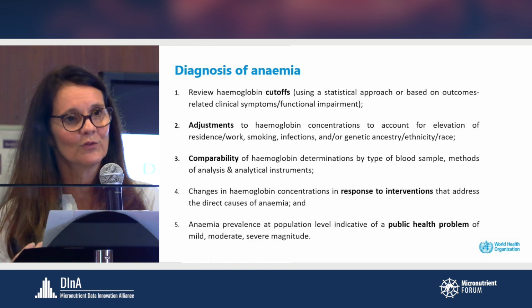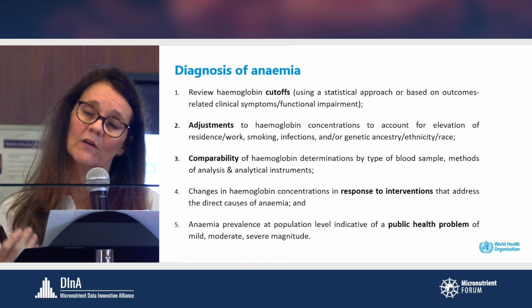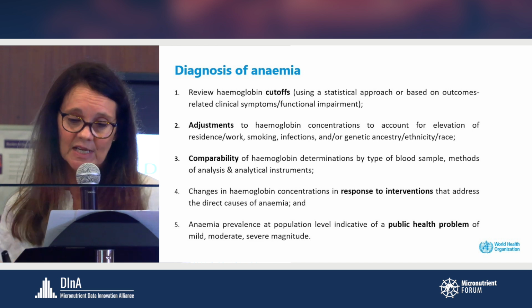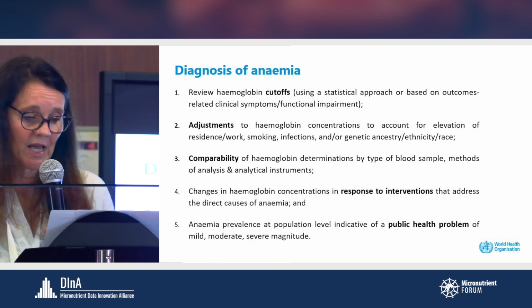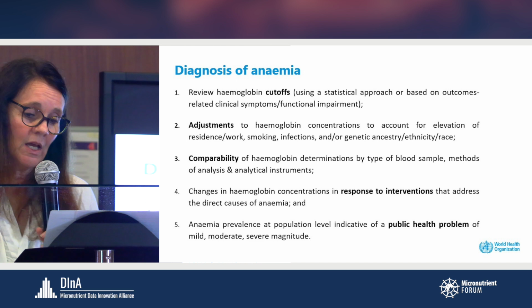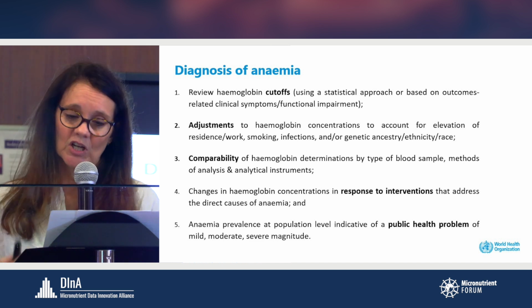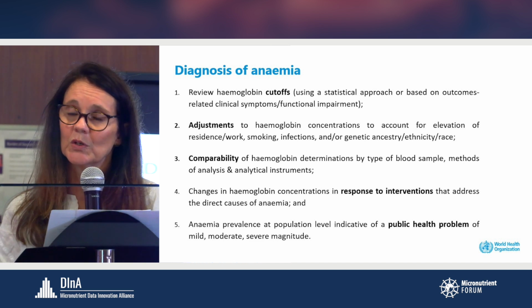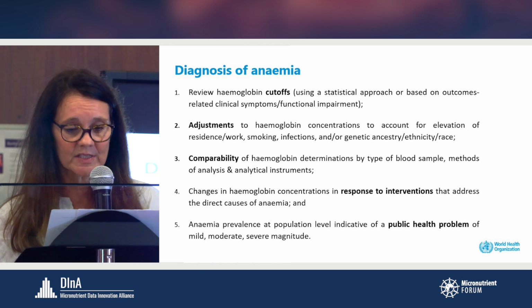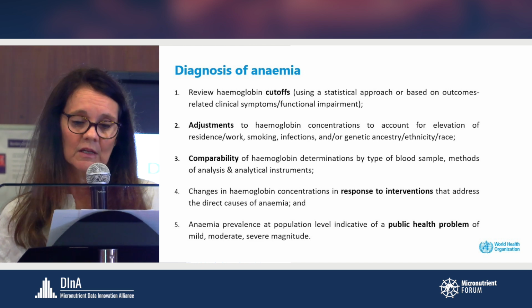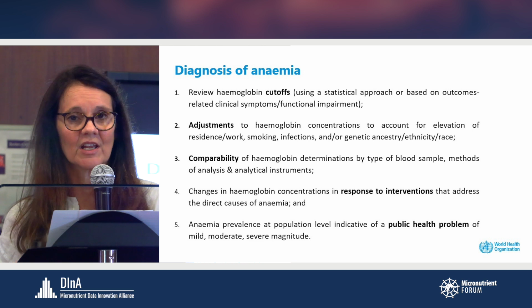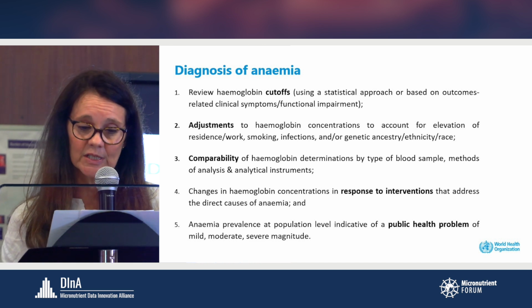So we had a lot of work to do to be able to see what new evidence was available to us at that time and see what kind of best available evidence we had in front of us to make our decisions. We also reviewed any of the adjustments to hemoglobin concentrations to account for elevation of residence, smoking, infections, inflammation, genetic ancestry, ethnicity, and race.